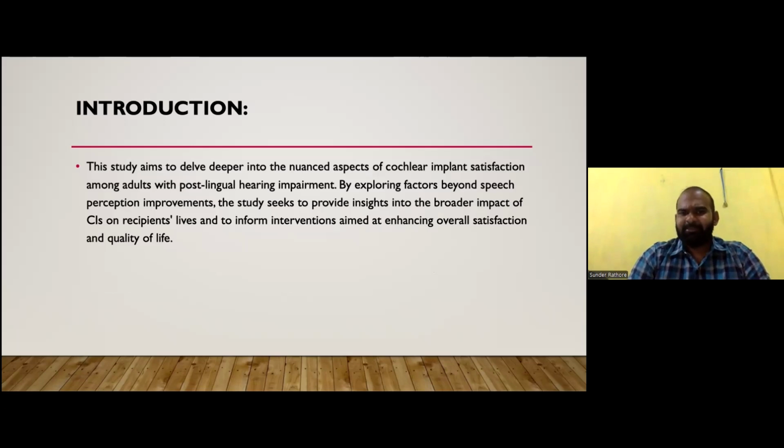So this study basically aims to delve deeper into the nuanced aspects of cochlear implant satisfaction among adults with postlingual hearing impairment. By exploring these factors beyond speech perception improvements, the study seeks to provide insights into the broader impact of cochlear implants on recipients' lives and to inform interventions aimed at enhancing overall satisfaction and quality of life.